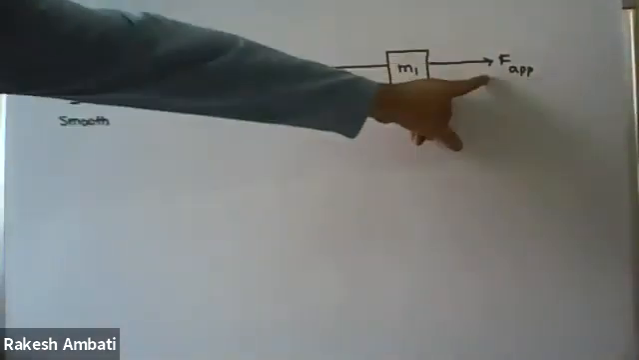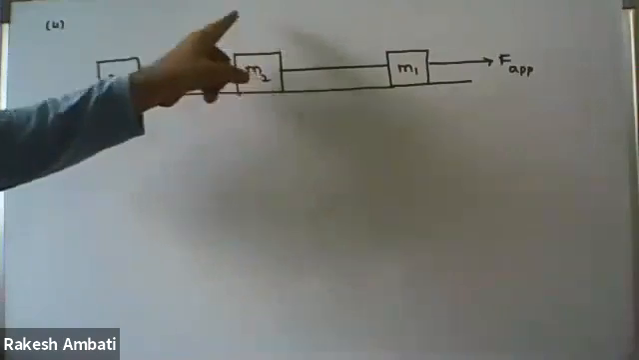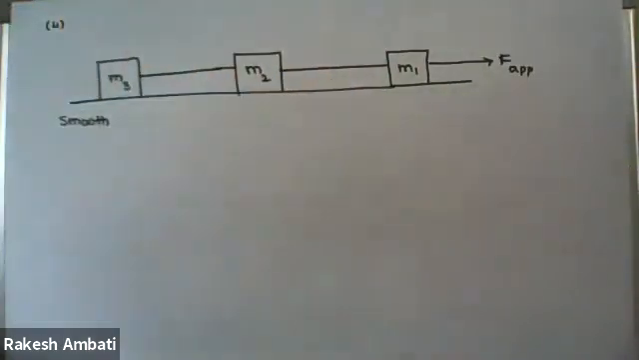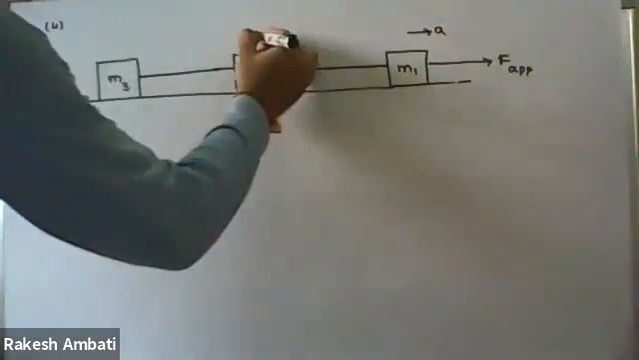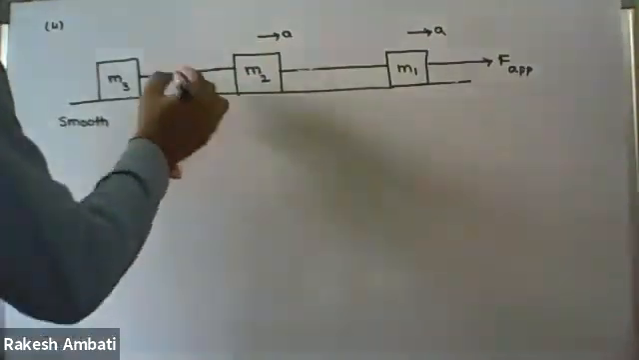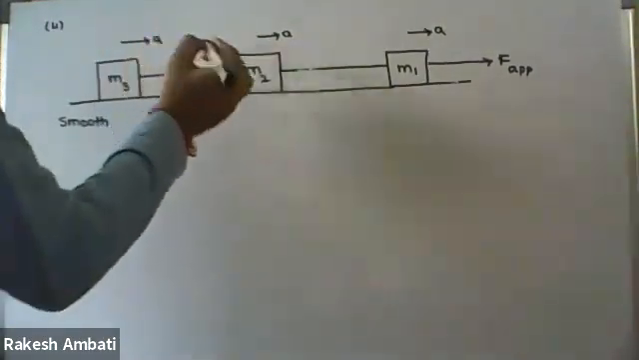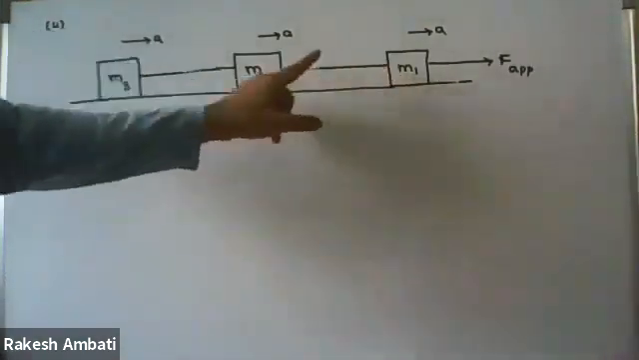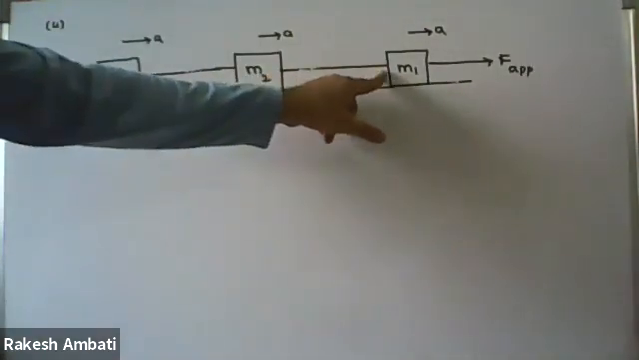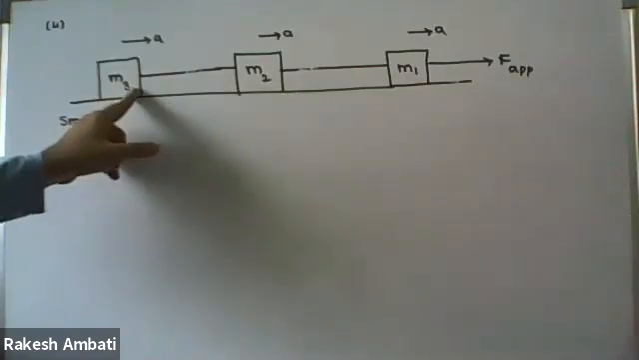Now, due to the applied force, do all the blocks move together with the same acceleration or different acceleration? Same. So this block will move with acceleration A, this block with acceleration A, and this block with the same acceleration A. Here M1 and M2 are connected by a string, and M2 and M3 are connected by a string.